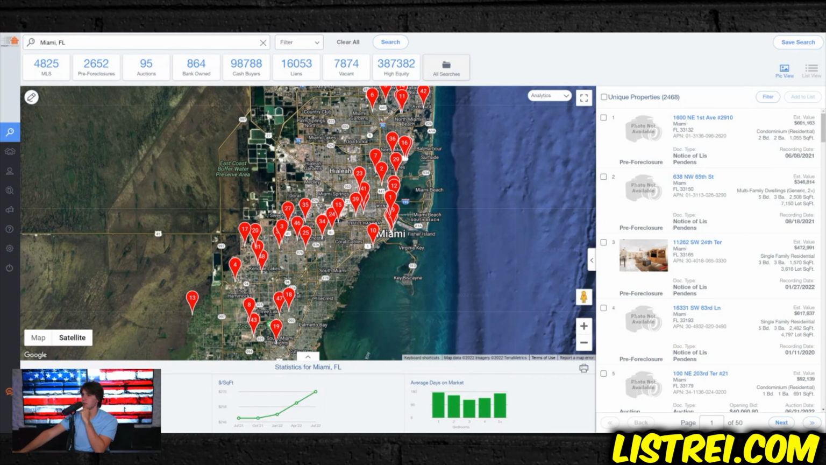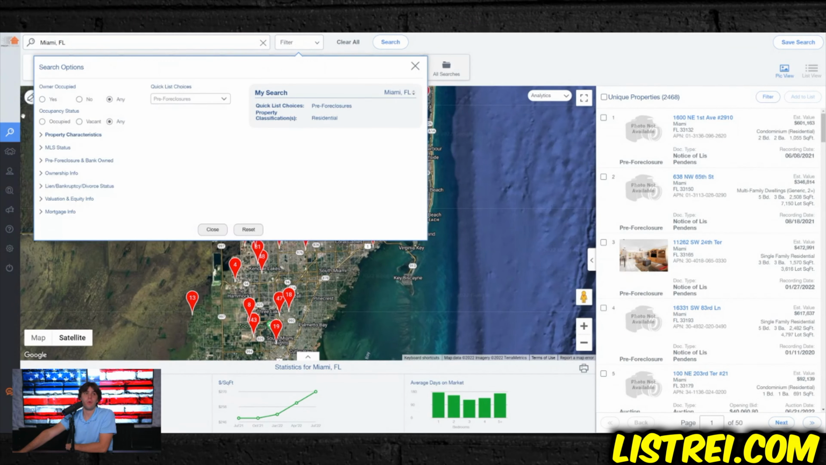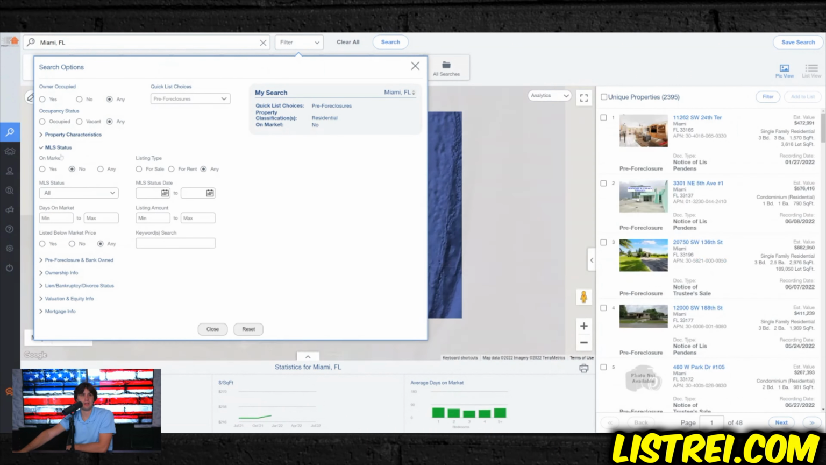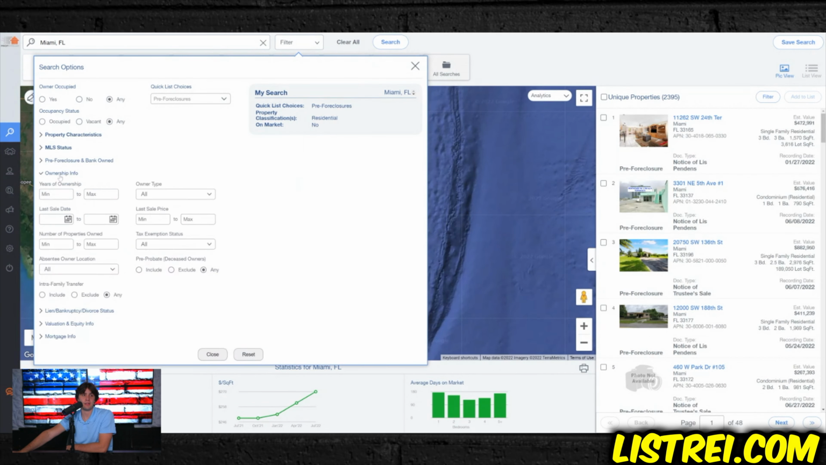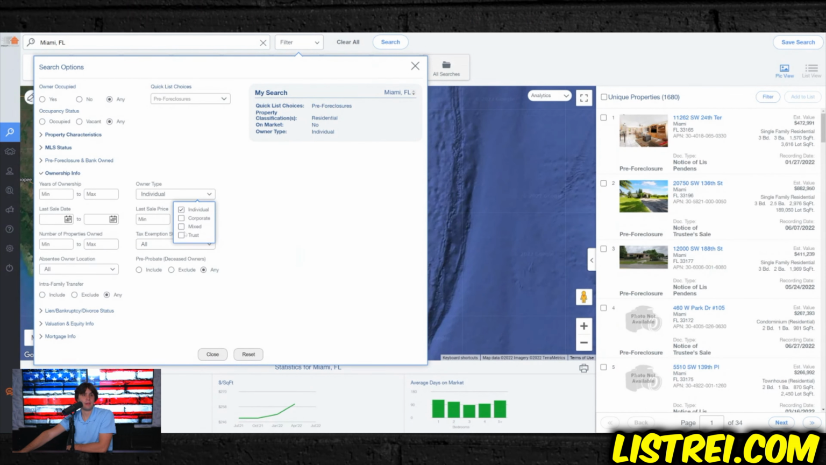So I love the analytics tool. More or less, I can tell that the average square foot sold is actually getting pretty high, so I want to stick under like 400K on these. MLS status, you do the regular, not on the market. Pre-foreclosures is already on here. I can filter it even more, but I don't want to touch that because I already did that. Years of ownership, shockingly enough, I don't really care how long you've owned a pre-foreclosure. So we're going to go to individual, mixed, or trust.